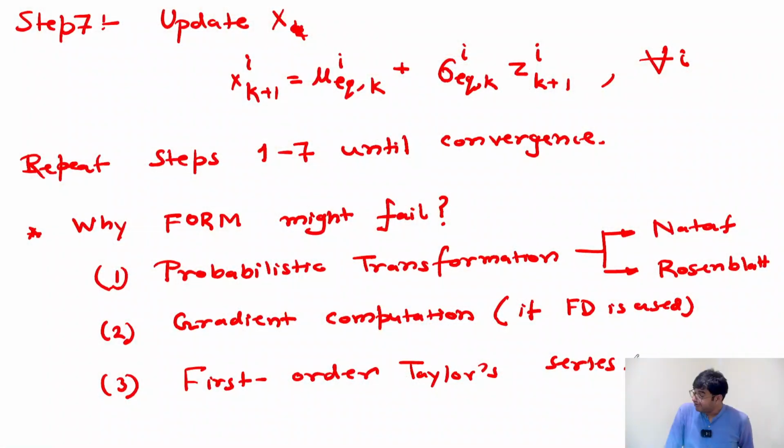But the first order Taylor series, if you have to address that, you have to use a higher order Taylor series, and that is where the second order reliability method or SORM comes into the picture. SORM was proposed as a way to relax to a certain degree, because second order is also an approximation, but a better approximation, this approximation number 3, the first order Taylor series approximation.